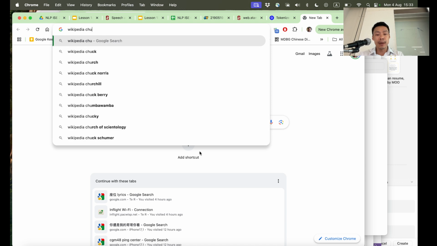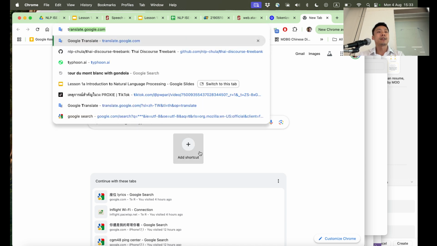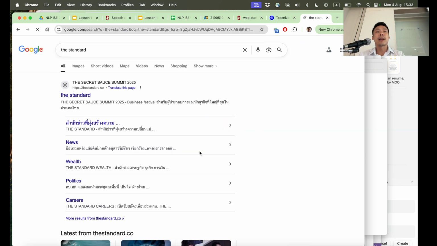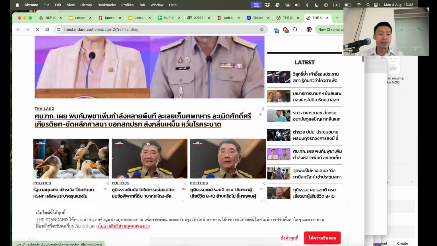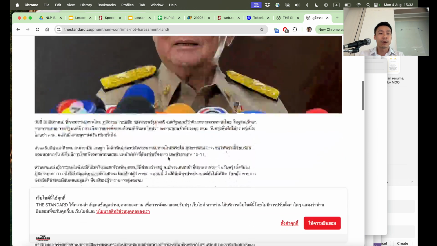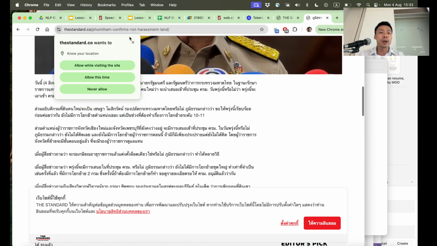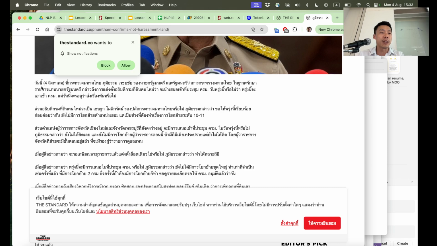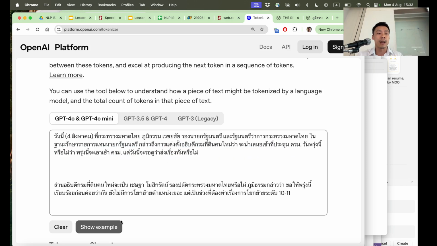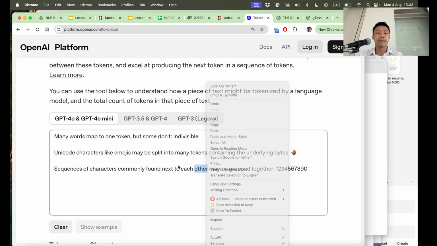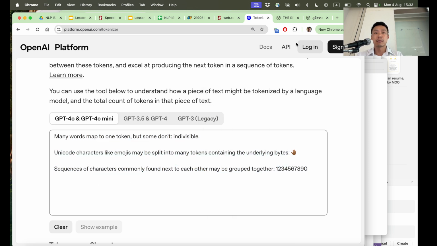Let me pick some text from, let's say, the standard. I want to show how it tokenizes Thai text. Let me get some samples. Sure. This is just random Thai text, you know, I don't have an opinion one way or the other about Phum Tham. Just want to show you. Okay, so some standard Thai text, and it's going to be fun if it tokenizes correctly. Oh, wait.